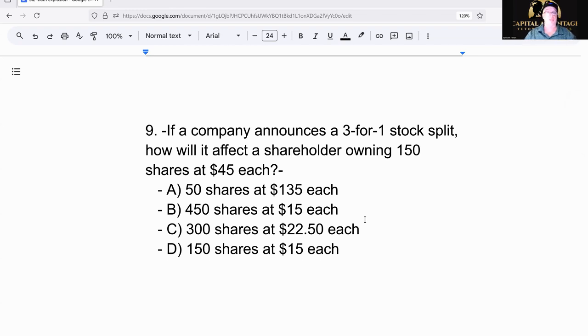So here's a little trick. Sometimes this works, and it did here. You know that if it's a forward split, you're going to have more shares worth less. Sometimes they only give you one choice where that's the case. In this case, they did. You want to still do the math during the practice questions, but on the real test, if you see that, I'm okay taking it, as long as you're totally confident.